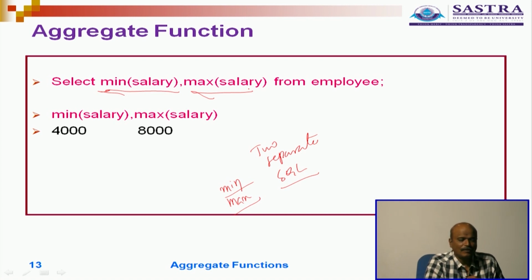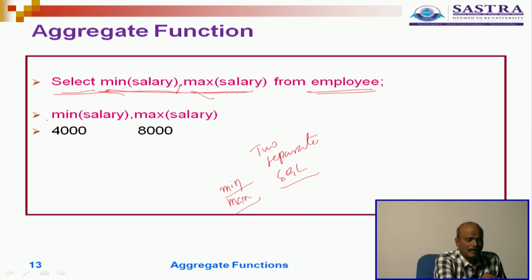So if I want to retrieve both the minimum salary as well as the maximum salary from the employee table, I can write a SQL query like this. Select min of salary, comma, max of salary from employee. So from the employee table, if you want to retrieve the minimum salary and maximum salary using a single command, you can use this syntax.